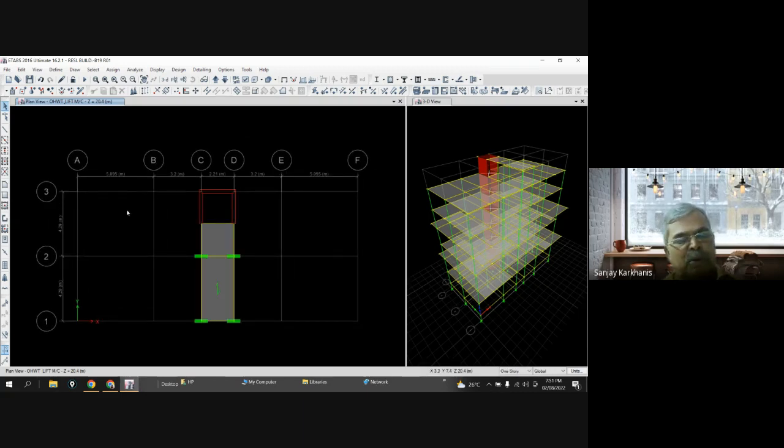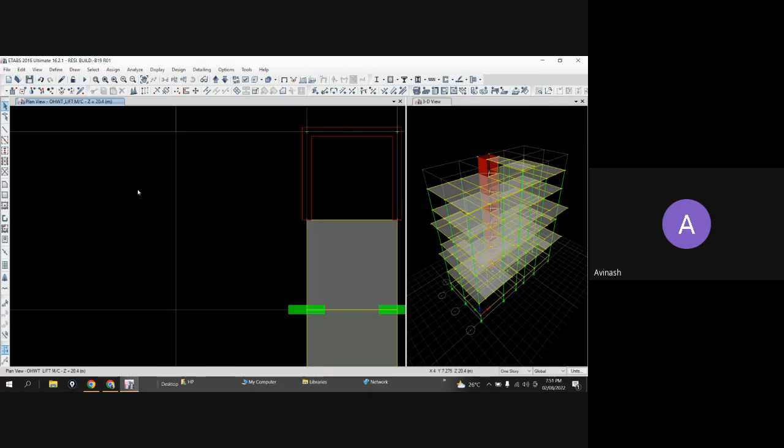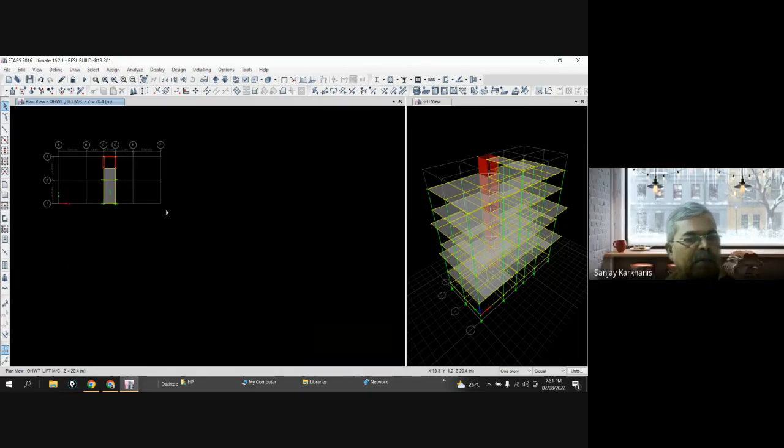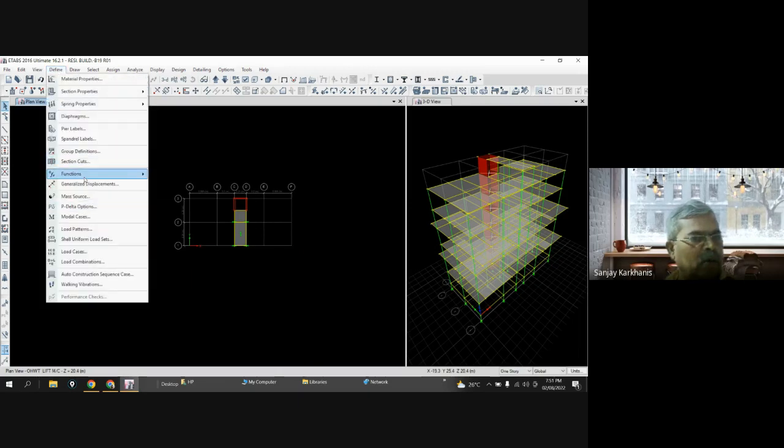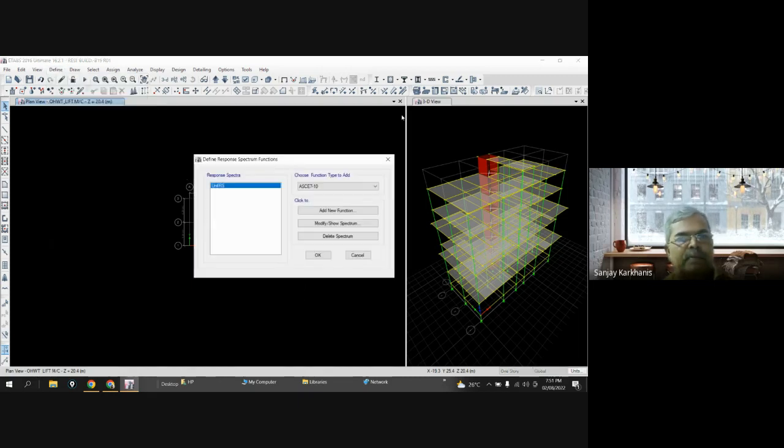पहले तो response spectrum इसको बताना पड़ेगा ना हमें. Yes, sir. So that can be defined with go to define and go to function. In this function, you will go to response spectrum. Now this time history, don't go into that. Go to response spectrum, click on it.